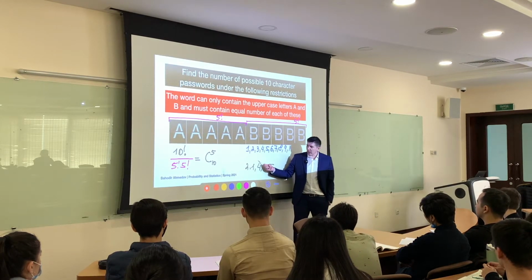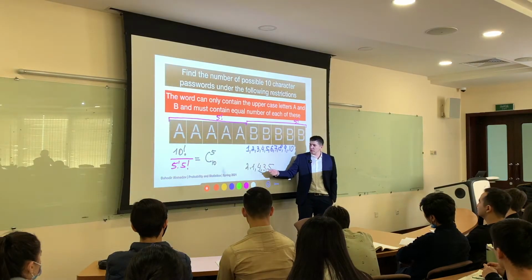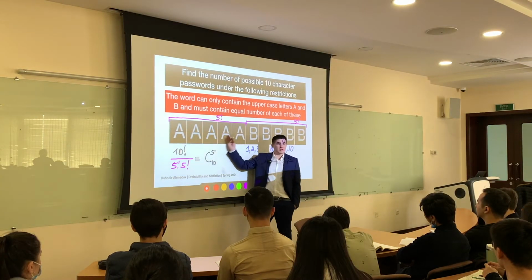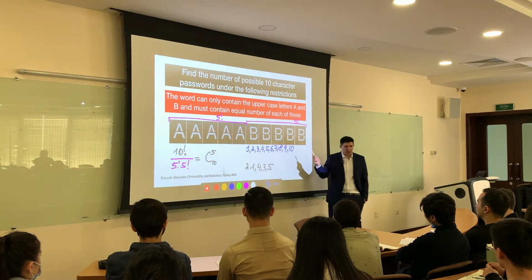Does it matter in which order you're choosing these 5 numbers? It doesn't, right? If you choose them like 1, 2, 3, 4, 5, these 5 A's are always going to stand here as well, right? It doesn't matter in which order these numbers are coming, okay?